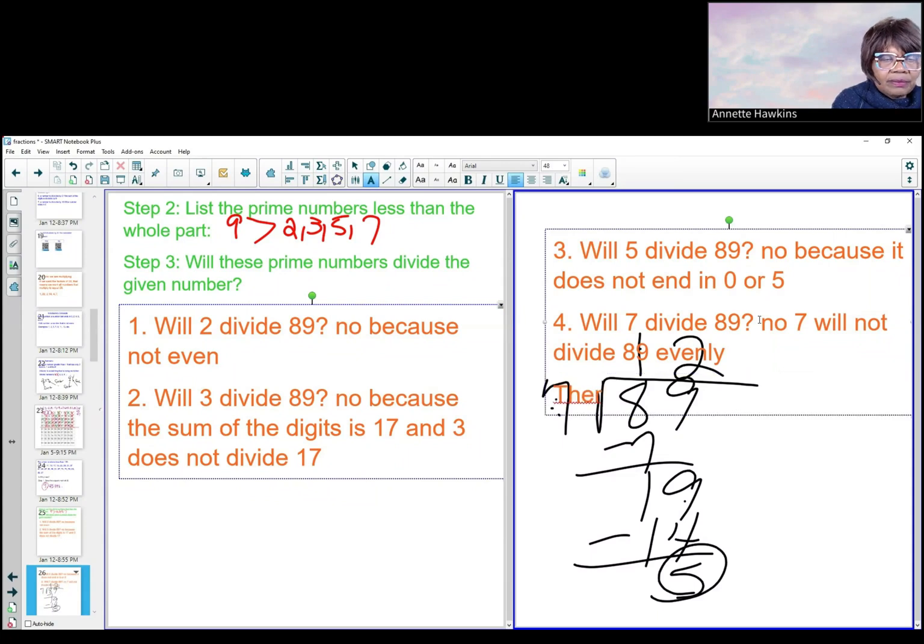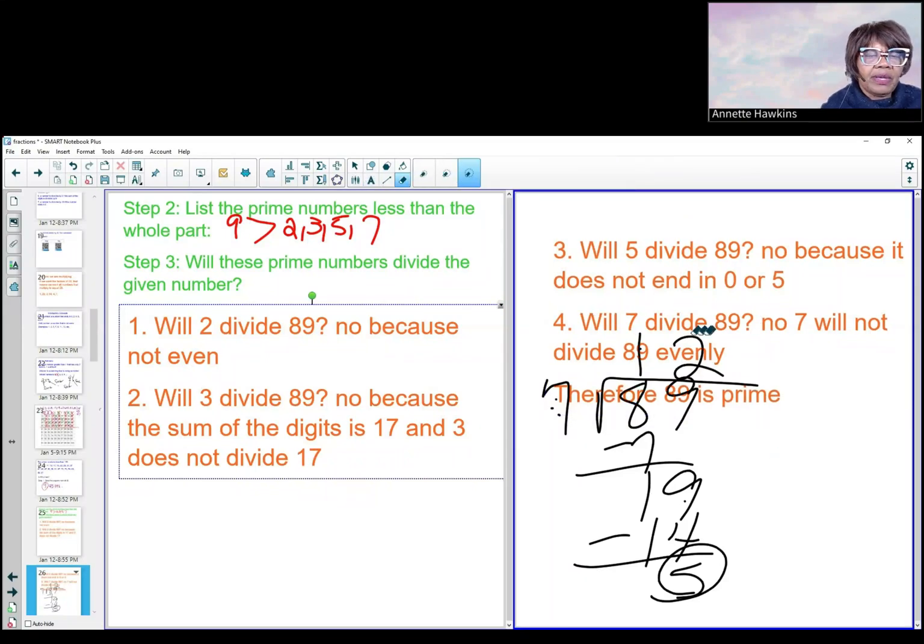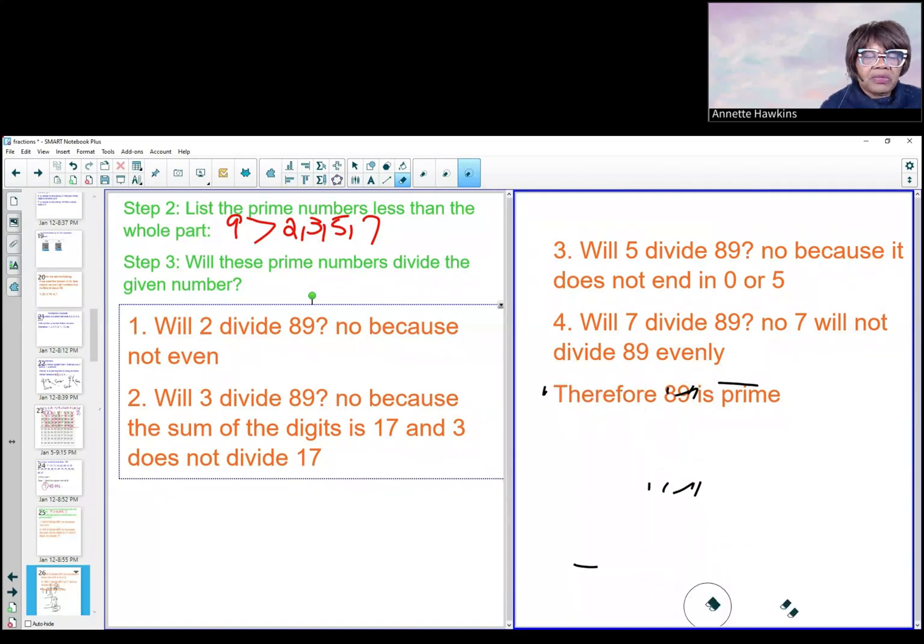Therefore, 89 is prime. Okay. Now, that's how you determine if a number is prime. Otherwise, you can just be spinning around in a circle trying to determine if the number is prime. All right, good enough.